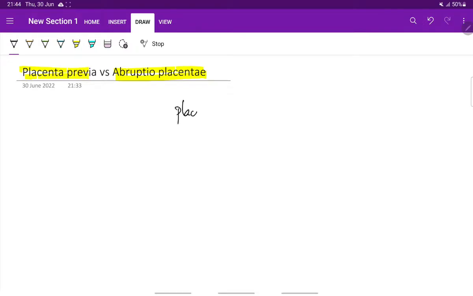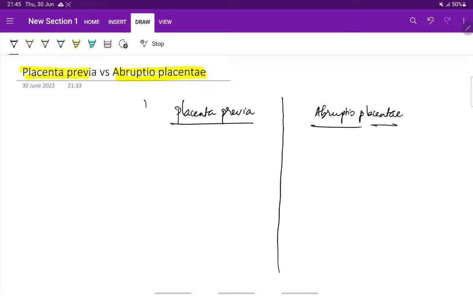First, placenta previa and abruptio placentae. So, we will see the differences. First point is the bleeding.